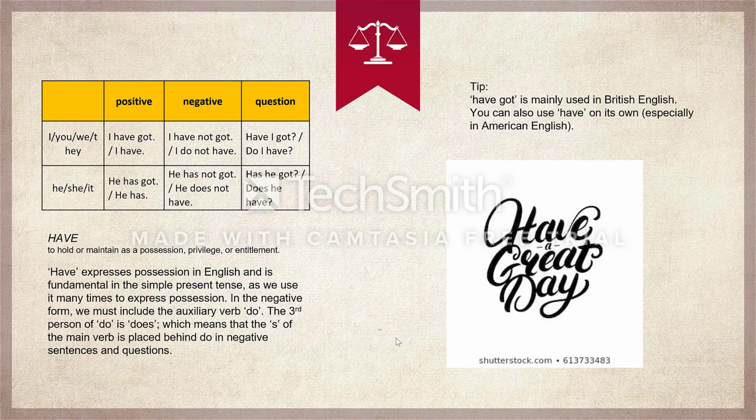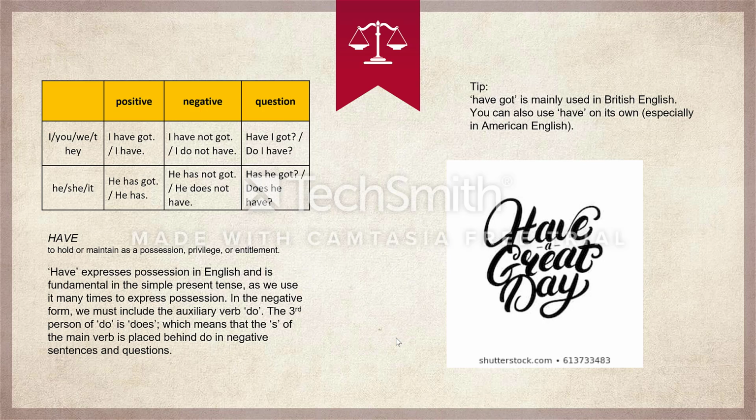Now here we go to the second verb. If you remember, I said there were two extremely important verbs in the simple present. One is the verb to be, and the other would be have, or to have. Correct? So if we read the definition, have is to hold or maintain as a possession, privilege, or entitlement. So have explains possession.